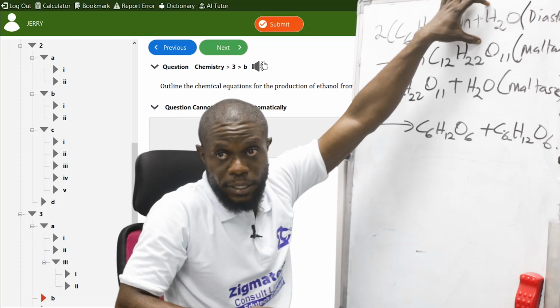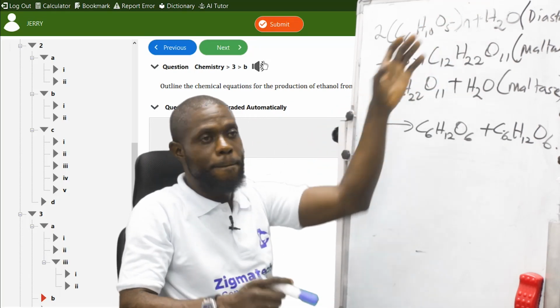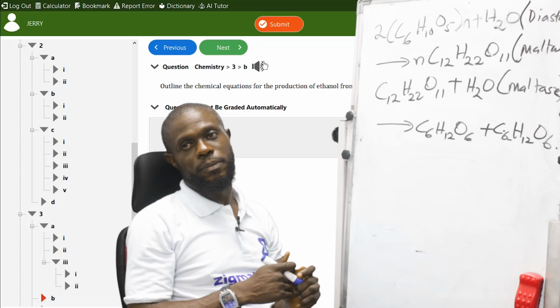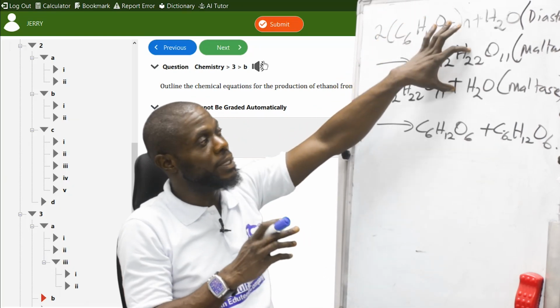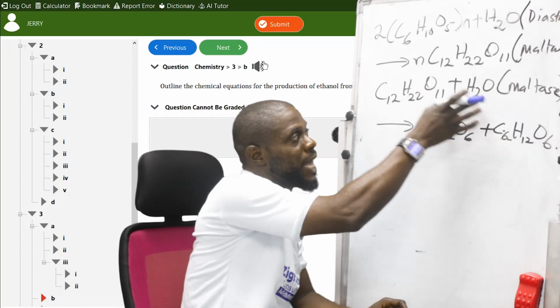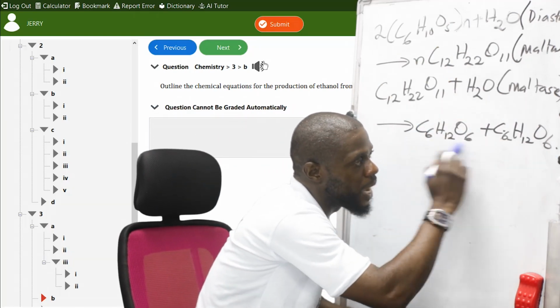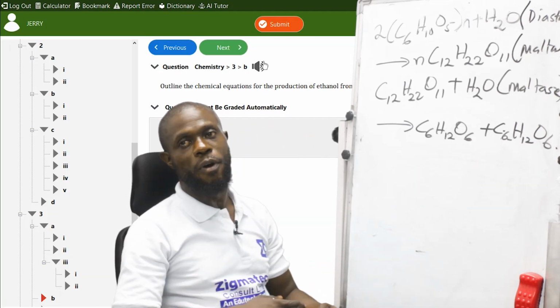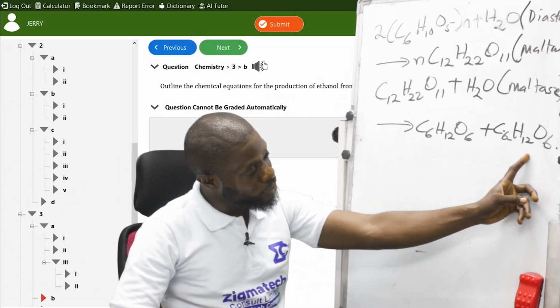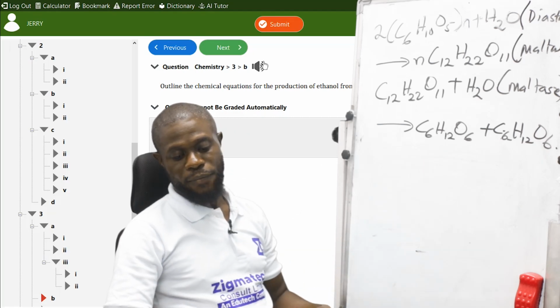So, therefore, the starch has been broken down to what? The polysaccharide, which is a starch, has been broken down to disaccharide. Now, the disaccharide has been broken down to what? Monosaccharide. Now, it is from this area that the ethanol will be formed. From this fermentation process that the ethanol will be formed.